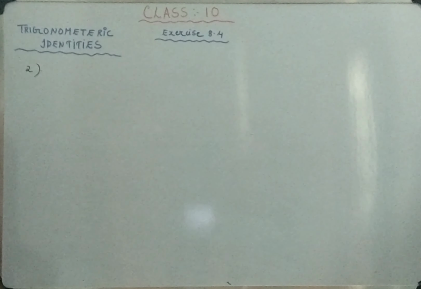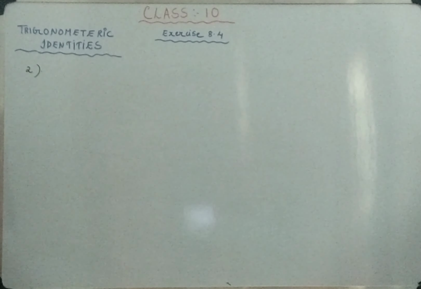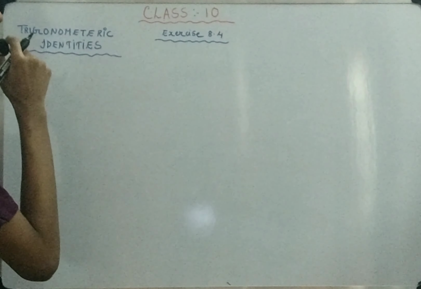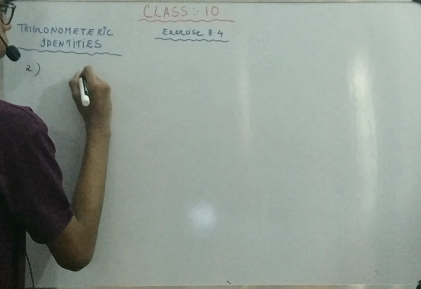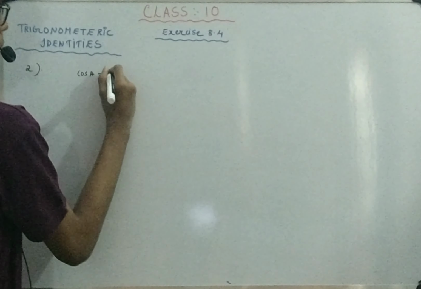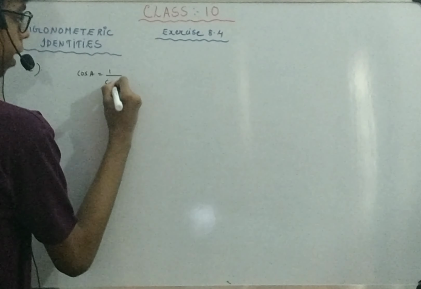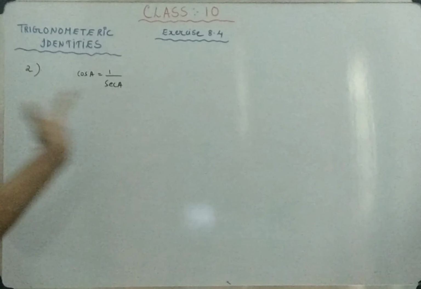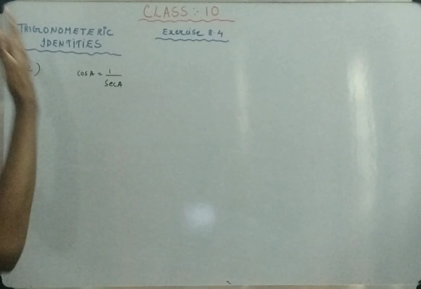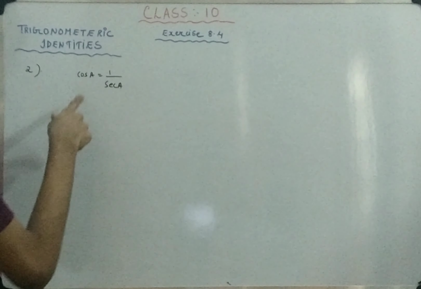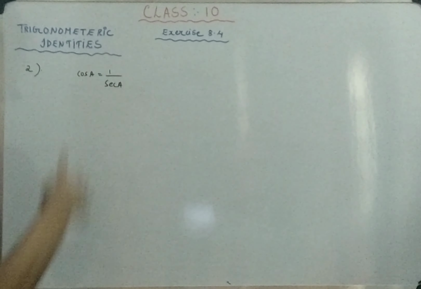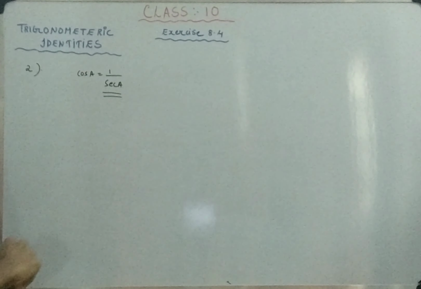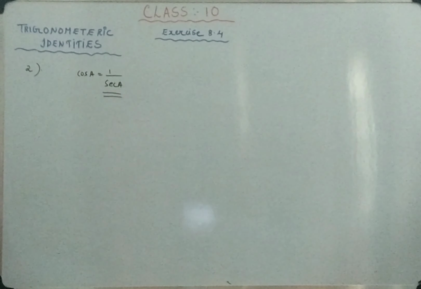Our second question is: write all other trigonometric ratios of angle A in terms of sec A. Let us take cos, because we know that cos A is the reciprocal of sec A, isn't it? So we can directly represent the remaining trigonometric ratios in terms of sec. We know that cos A is equal to 1 by sec A. So we have written cos in terms of sec.